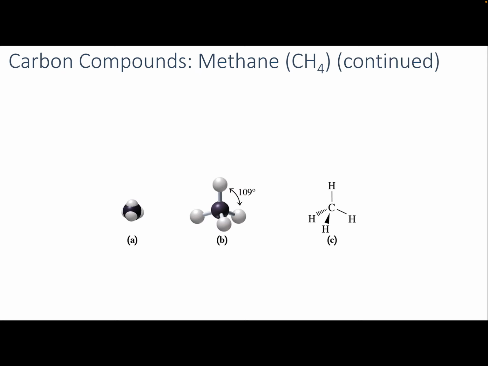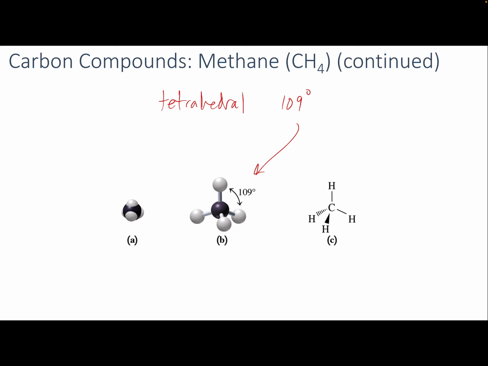Now, again, using methane, carbon forms 4 covalent bonds to hydrogen. Now, methane is what we call tetrahedral. It's got 109 degree separation between each of the atoms. So the bond angles are 109. This is going to be the case for a tetrahedrally bonded organic compound.